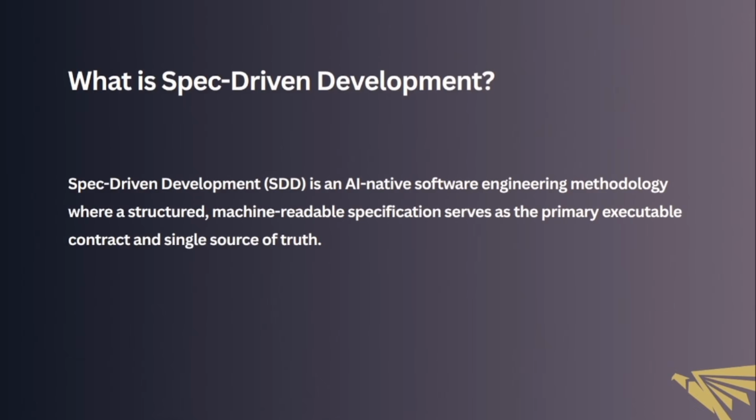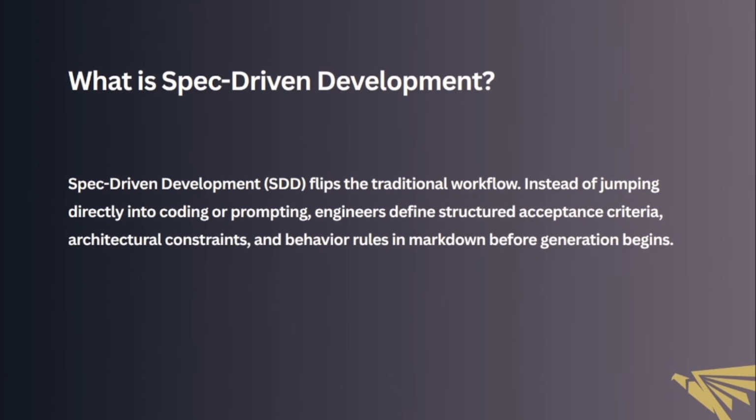So what exactly is spec-driven development, or SDD? Simply put, it is an AI-native approach where a written, machine-readable specification becomes the main contract and the single source of truth for your project. SDD flips the usual way of doing things. Instead of just jumping straight into writing code or sending random prompts to an AI, engineers define clear acceptance criteria, rules, and architecture in simple markdown files first. Coding only happens after those rules are set.